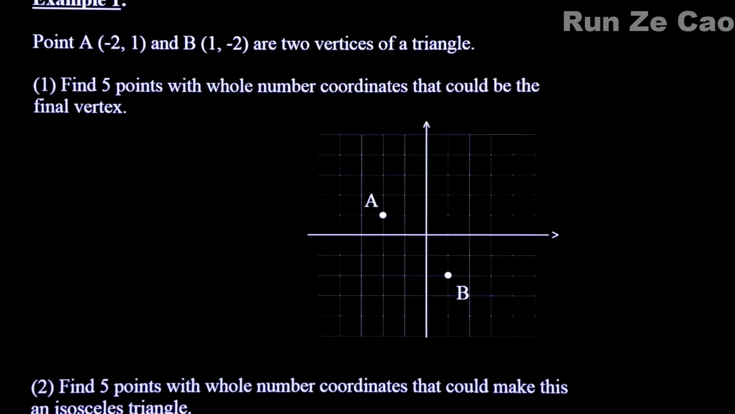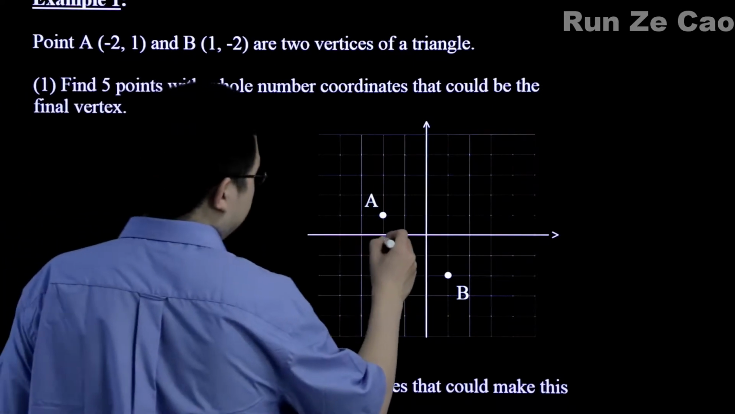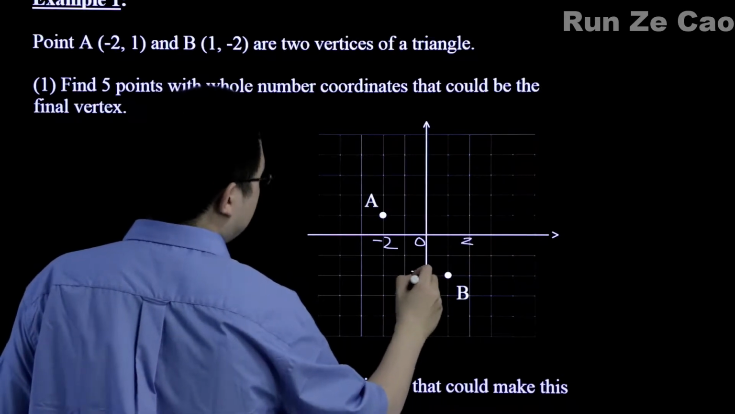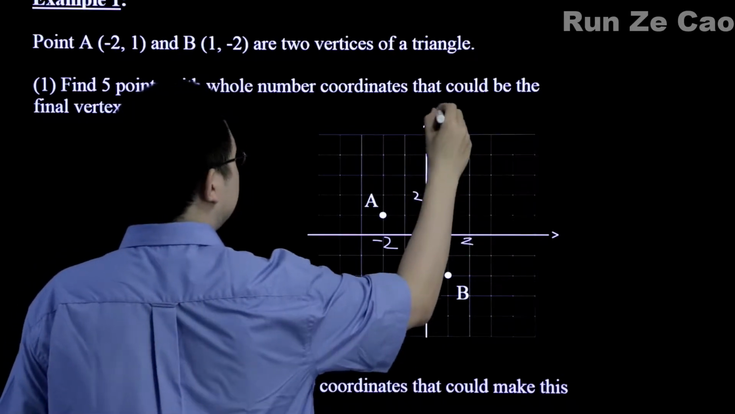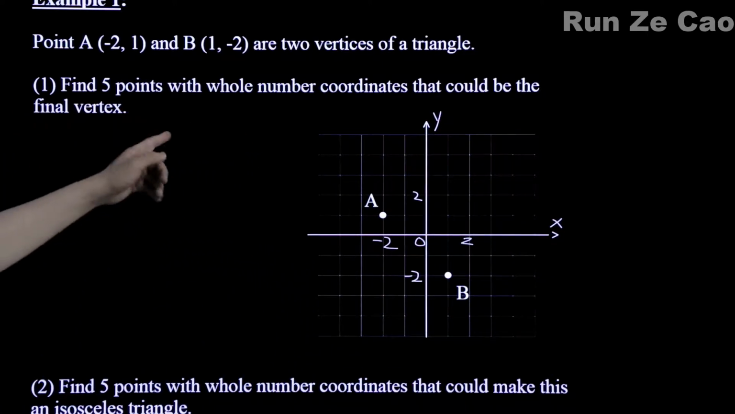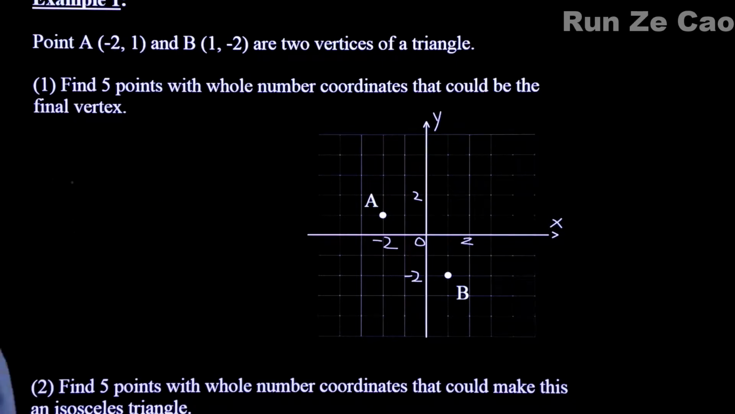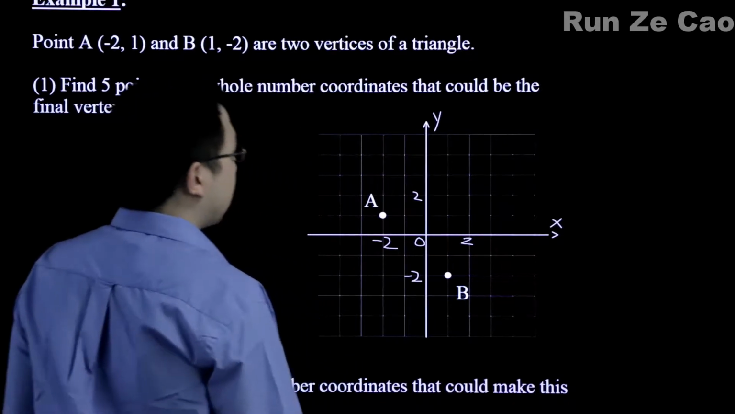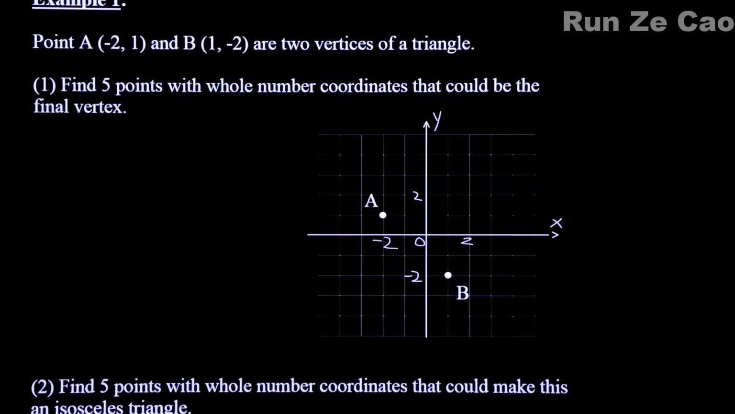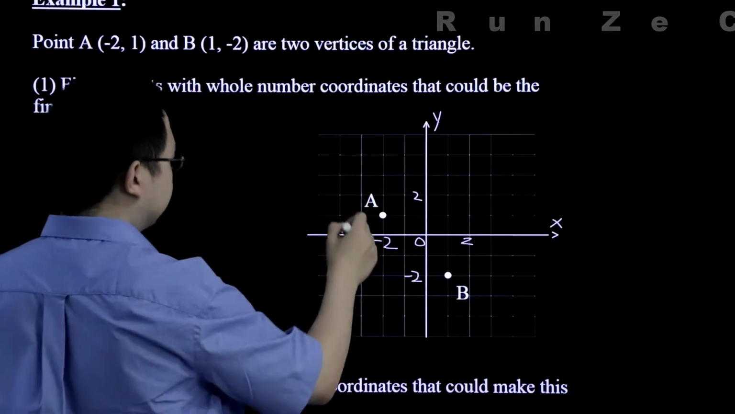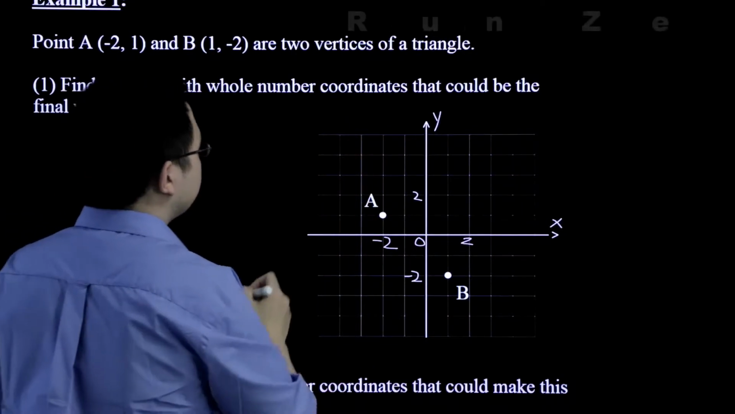Now, let's do some examples of how we use a coordinate system. So we should label the scale, which we determine after reading the problem. So find 5 points with whole number coordinates that could be the final vertex. So anything that's not on a straight line through here can potentially be the final vertex. So say we have, well, -4, 5.